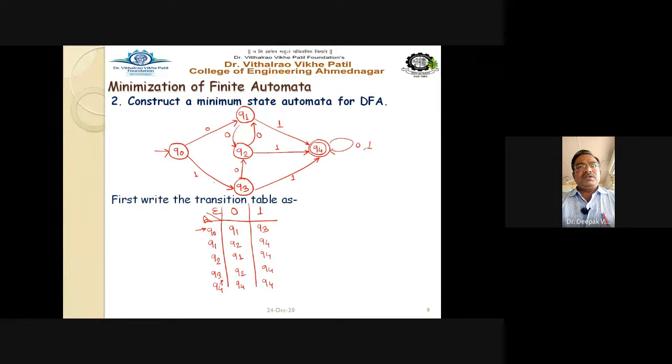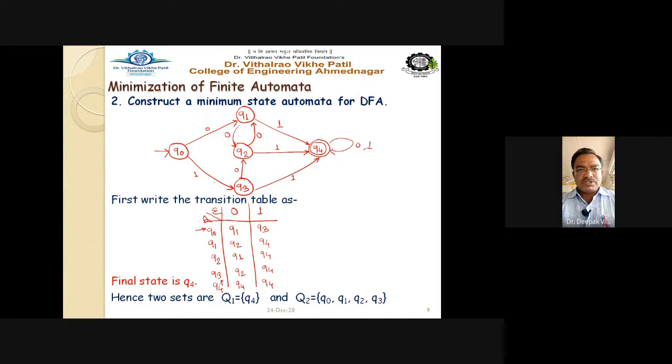As per the transition diagram, the table is drawn here. And what is the first step? We have to identify the final state. Final state is nothing but Q4, and next we have to find out the pi 0. So pi 0 is nothing but two sets: one that consists of your Q4 state, and the rest of the non-final states. This is your final state, and these are called the non-final states: Q0, Q1, Q2, Q3.